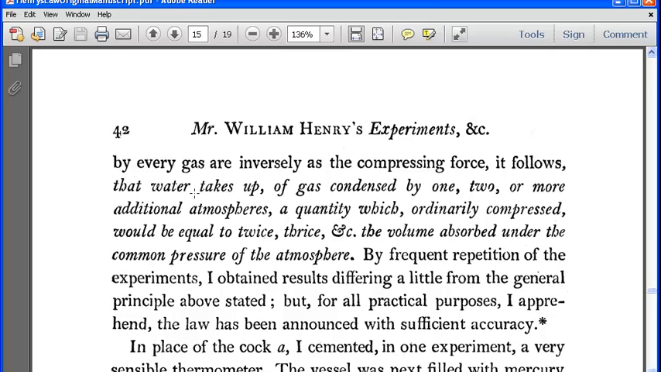So let's see, water takes up, okay. A gas condensed, that must be increase in pressure, so increase the compression by 1, 2, or more additional atmospheres. All right, the water will take up a quantity which would be equal to twice, thrice the volume absorbed under the common pressure of 1 atmosphere. So that sort of says that the amount of the gas in solution is proportional to the pressure of the gas above the solution.